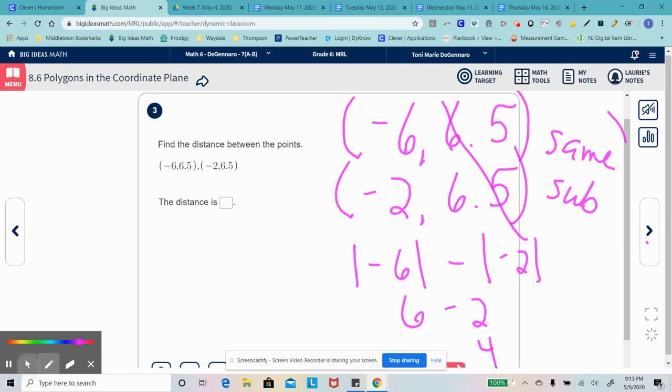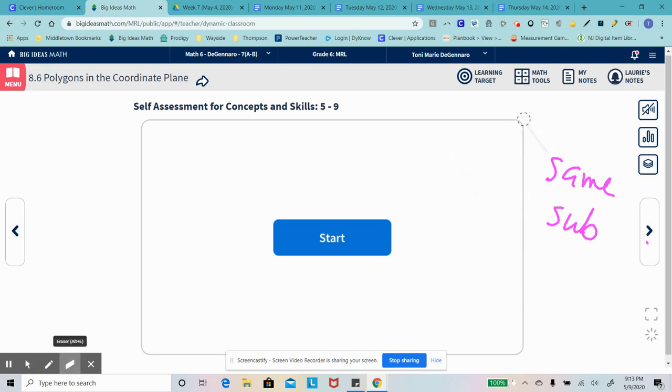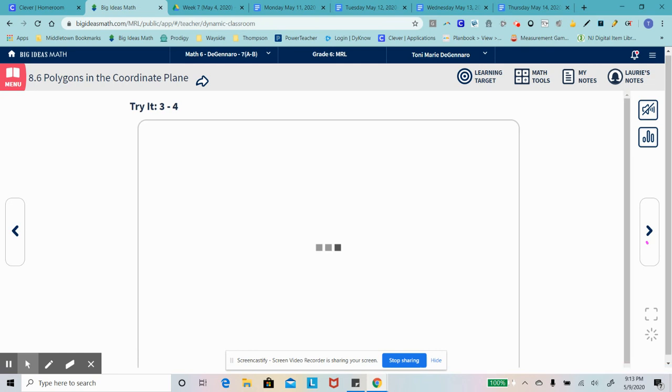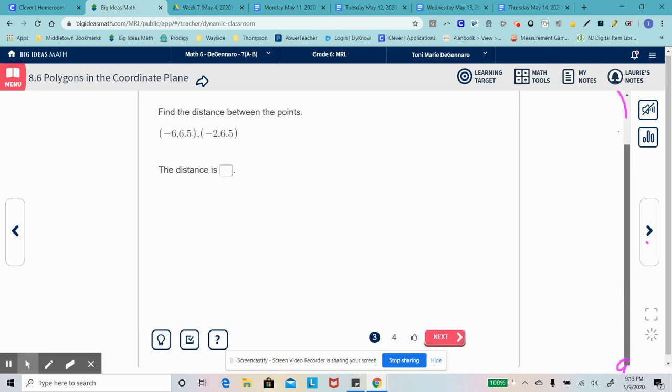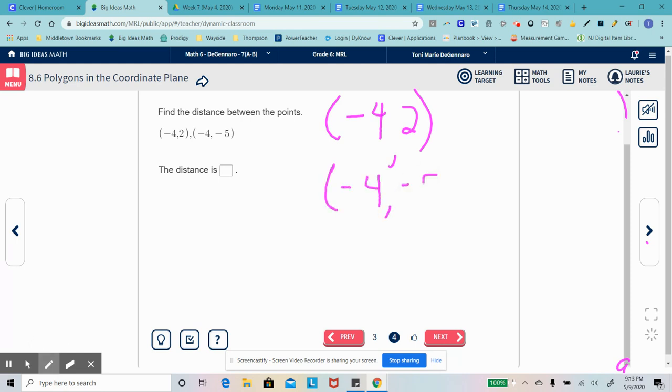And let me bring the arrow, do some erasing. Oh, I went to the wrong question. I'm sorry. We've got to go back. And I want to do number 4. There we go. Okay, so number 4, we're going to do -4, 2. And then we're going to do -4, -5. So let's take a look. Let's see if they're in the same or different quadrants.